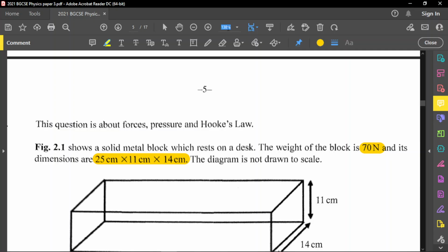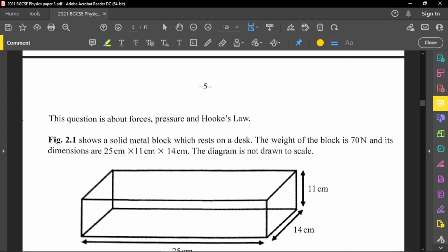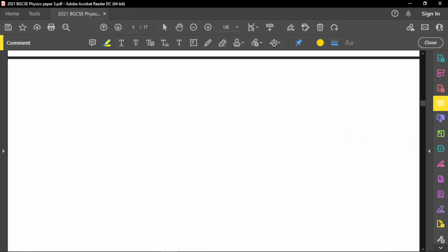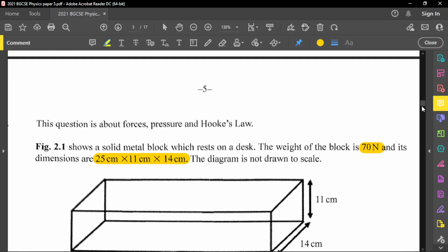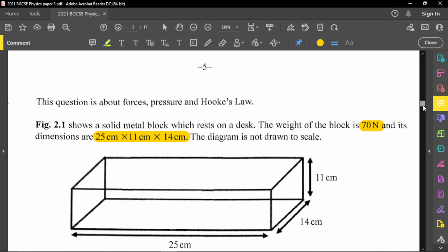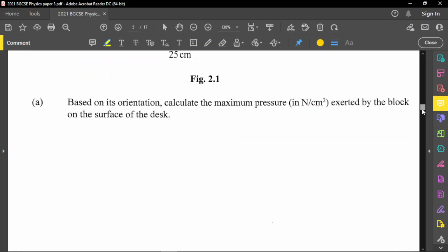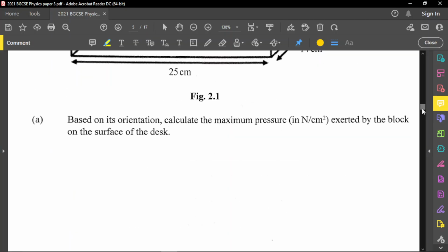All right, let me just minimize a little bit here, just to make sure that we get all the papers together. All right, so we are good to go. And so what we're going to do now is look at what they actually asked us to calculate. The first thing here said, based on the orientation, calculate the maximum pressure in newtons per square centimeter exerted by the block on the surface of the desk.